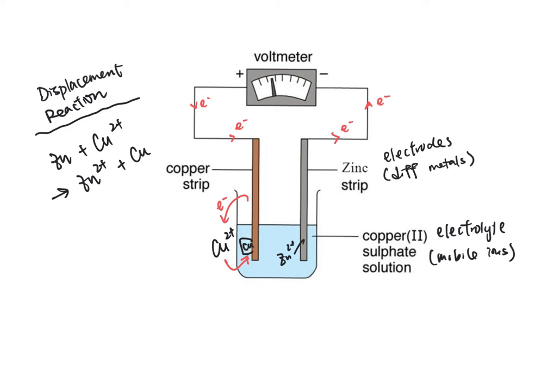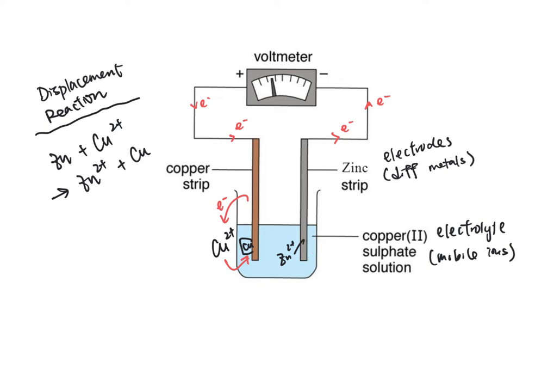The difference between the displacement reaction that we have learned before and today's reaction is that in a displacement reaction, there is only one site of reaction, occurring at the same place. However, in a simple chemical cell, it separates into two different places. Zinc loses electrons in the zinc strip, and then the Cu2+ ion gets the electrons from the copper strip. So it separates into two different sites of reaction.